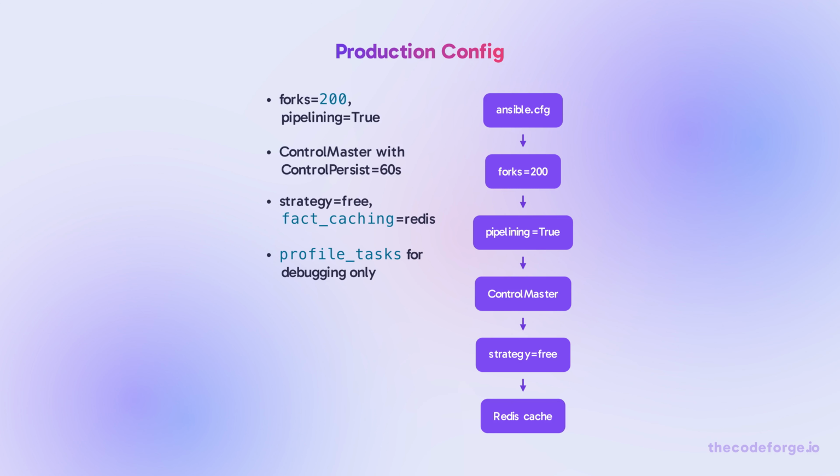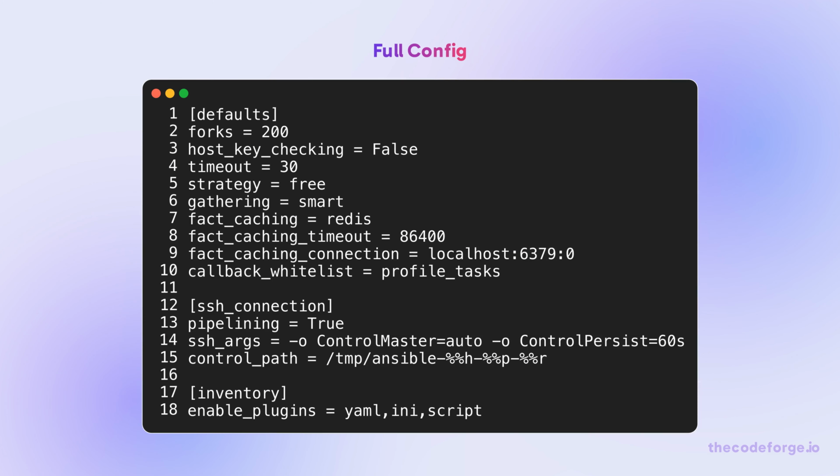Here's a production-tested ansible.cfg that incorporates all the tuning discussed. Tune forks based on your controller's CPU and ulimit. Use free strategy only if tasks are independent. Remove callback whitelist for production runs. This is the full production ansible.cfg. Test with a small batch before rolling out. Keep a backup of your original config.